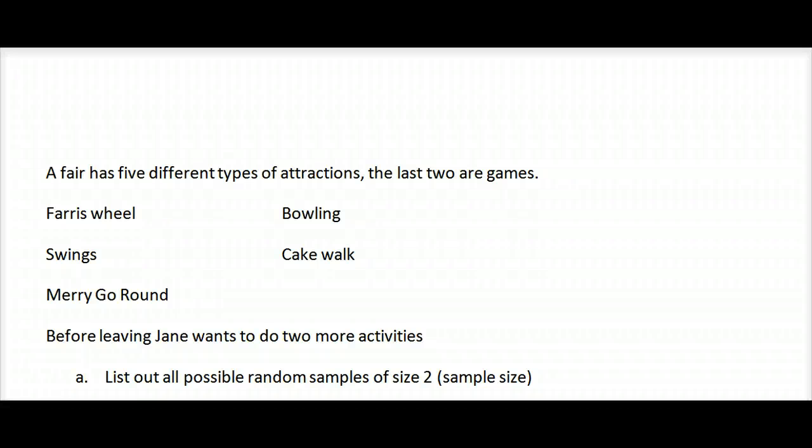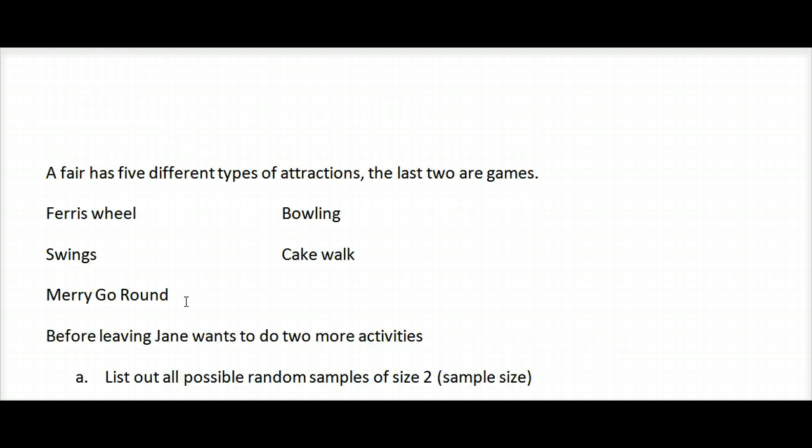The fair has 5 different types of attractions: the Ferris wheel, the swings, the merry-go-round, bowling, and the cakewalk. The last 2 are considered games, while the first 3 are considered rides. Before leaving the fair, Jane wants to do 2 more activities.